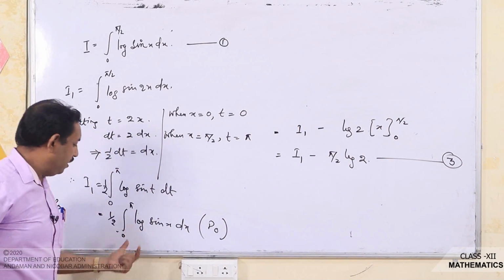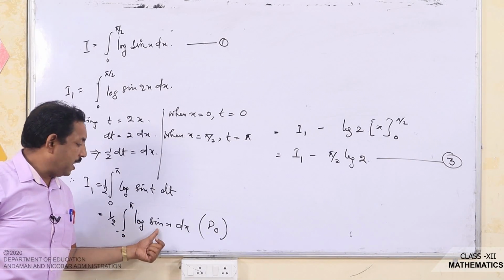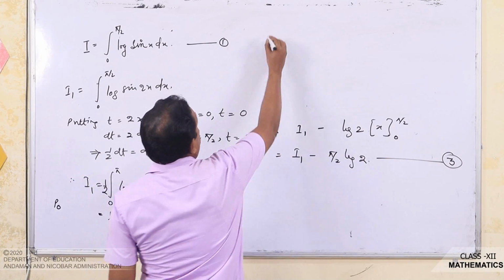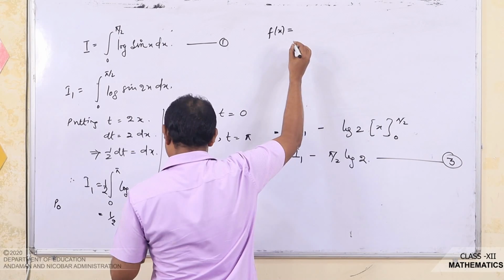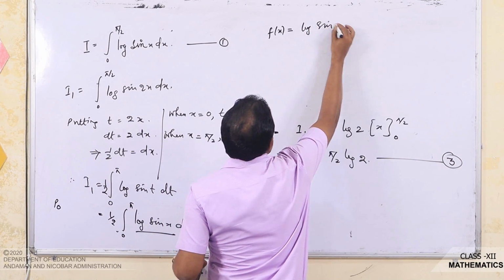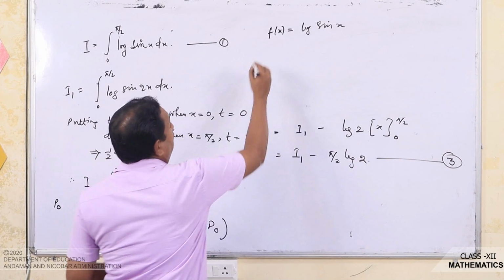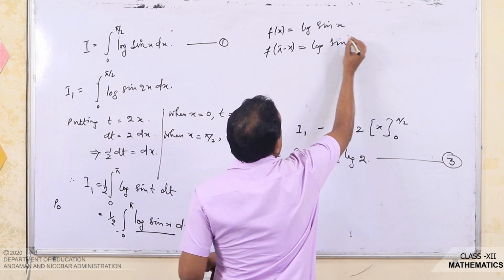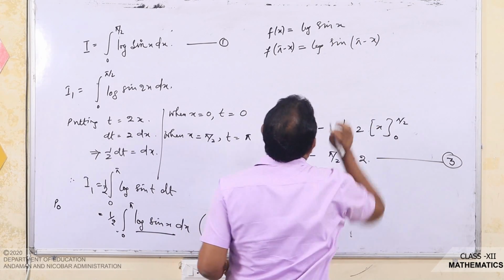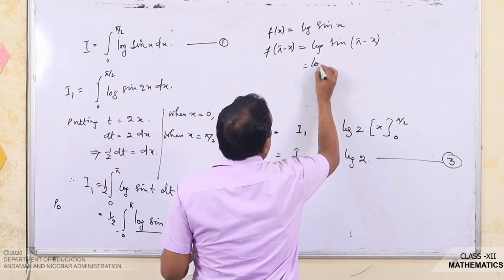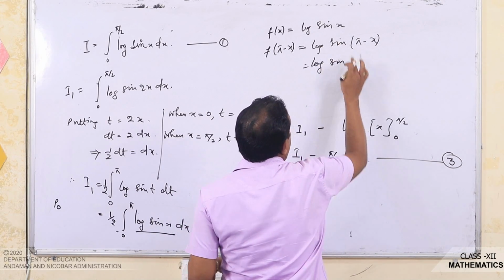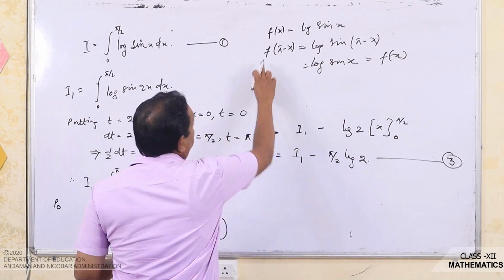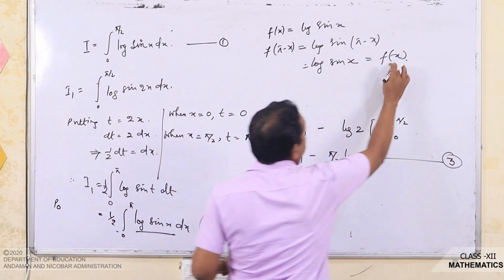Now look here, we have 0 to pi log sin x dx. Now I deal with this one. Suppose f of x equals log of sin x, then f of pi minus x is what? It is log sin of pi minus x, and sin of pi minus x is simply sin x, and that is nothing else but f of x. That is, f of pi minus x is nothing but f of x.